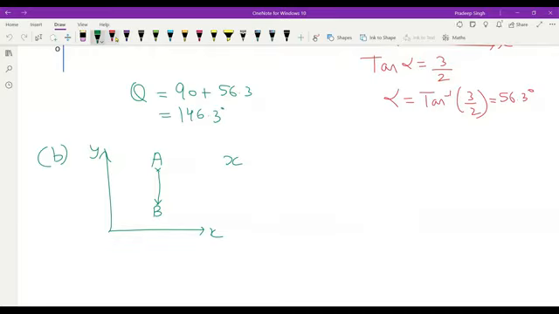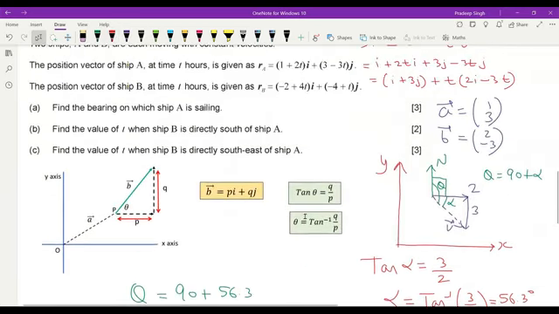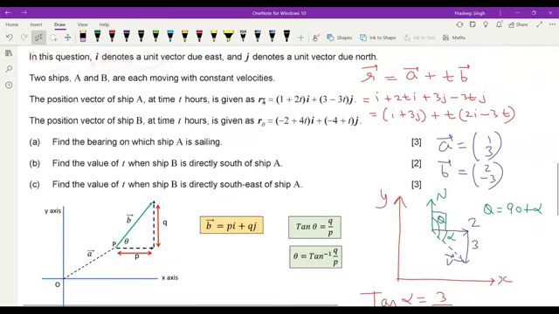The x coordinate for point A will be equal to the x coordinate for point B. Let's figure out A and B's x coordinates. So we go back to the position vector equations. RA: 1 plus 2t is the x coordinate for ship A, and minus 2 plus 4t is the x coordinate for ship B. So let's equate.